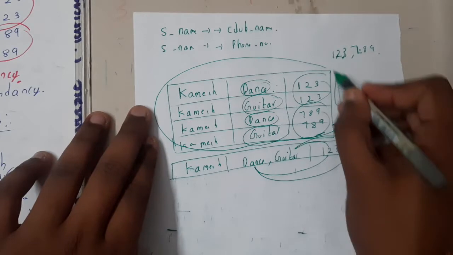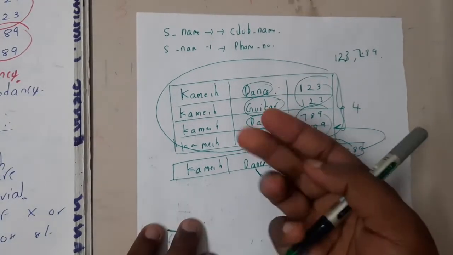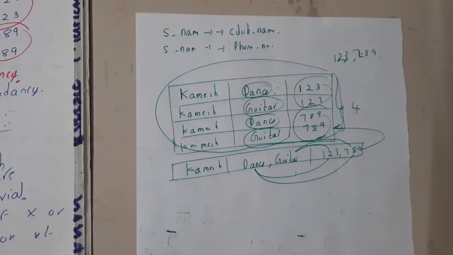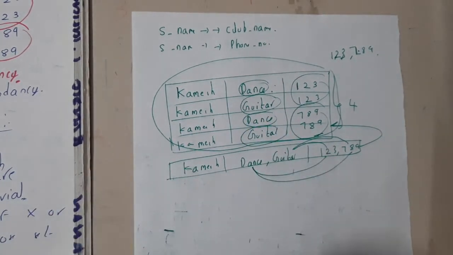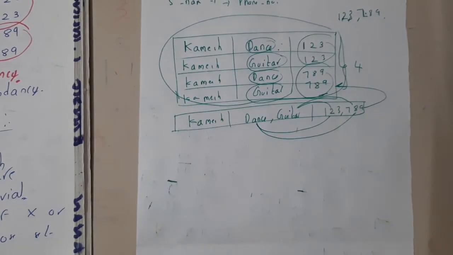But this doesn't look really good, right? This is the issue with multi-valued dependency, guys. Now most of you will be thinking, okay, we understood this concept, then what is the solution?